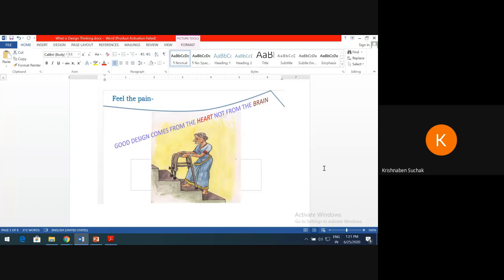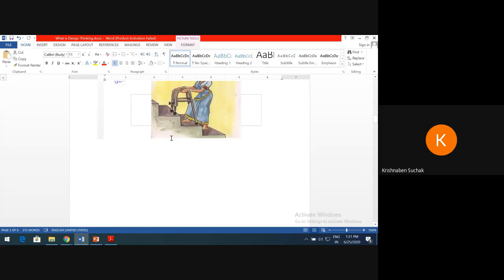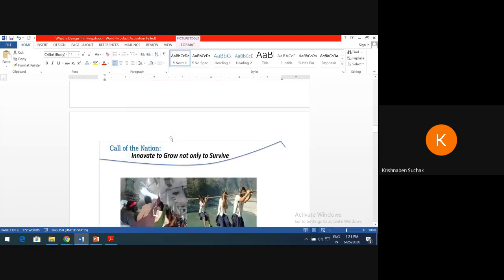Why were ropeways invented? To climb to a greater height. Yeah, where lifts and escalators could not work. Escalators are right, so that ropeways work. Okay, so the thing is, here it says that good design comes from the heart, not from the brain. Okay, very good, Vishwa.